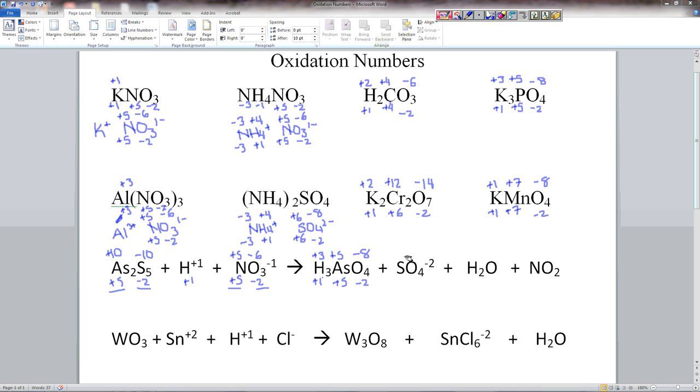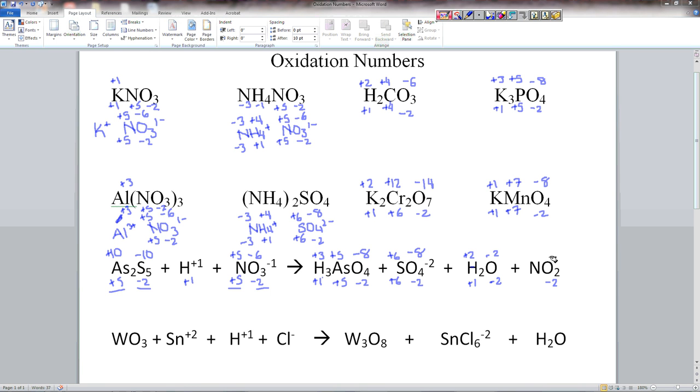Alright, we're going to do all of them, and then we're going to come back and see what oxidized and what reduced. Alright, for this one, you have negative 2, 4 of them, negative 8. So what does it have to be? Positive 6. Because positive 6 and negative 8 gives you a negative 2. H2O, negative 2, negative 2, positive 1, 2 overall, so charge is 0. So the top number should equal up to whatever the overall charge is, whether it's negative charge or no charge, it should balance out somehow.